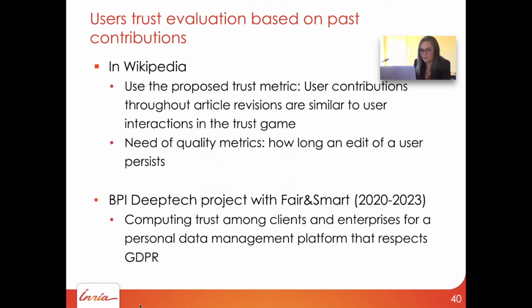Regarding the second axis, on user trust evaluation based on past contributions: in my previous work, I focused on predicting the quality of the content of documents collaboratively written in Wikipedia. And in future work, I would like to focus on predicting the quality of a user contribution based on the quality of his past contributions. So for this, I propose to use the trust metric that we used for the trust game, that predicts participants' future behavior based on their past behavior.